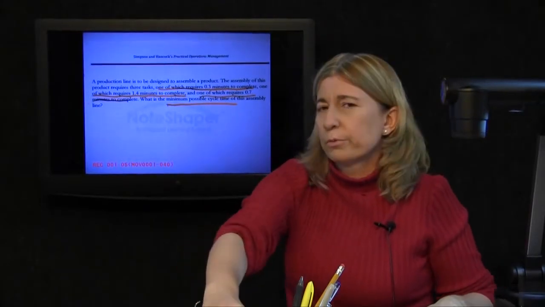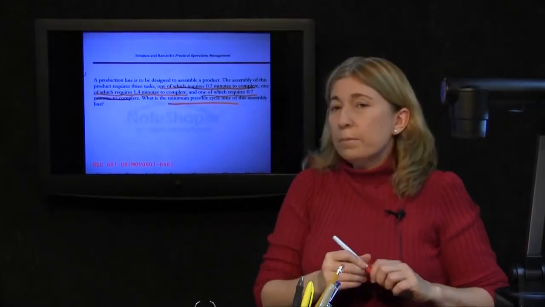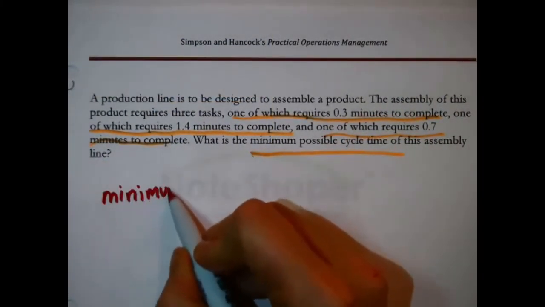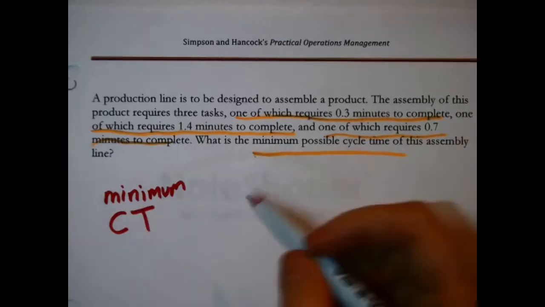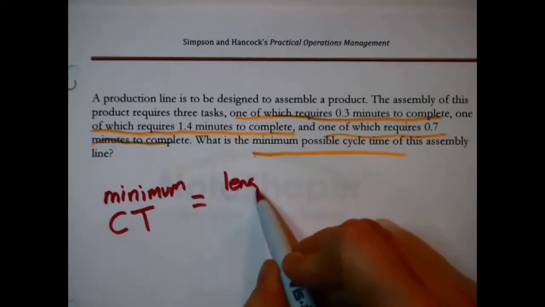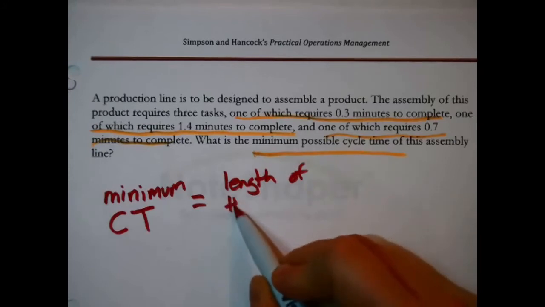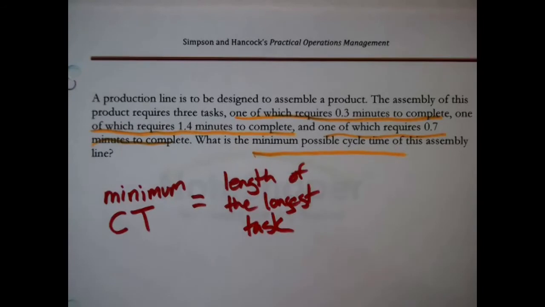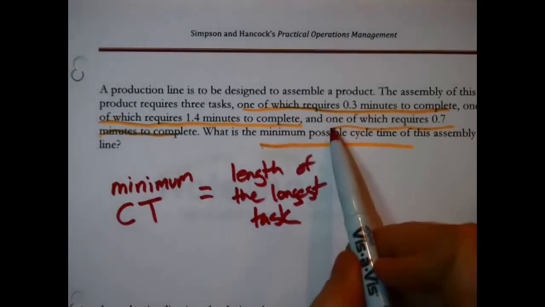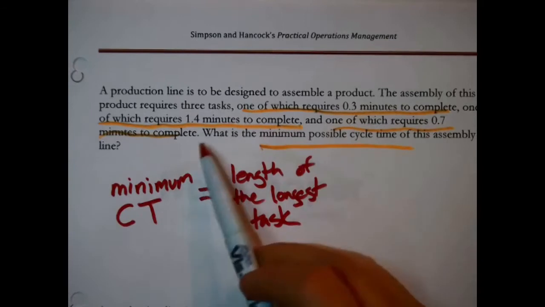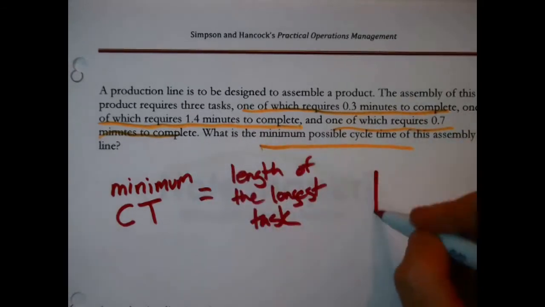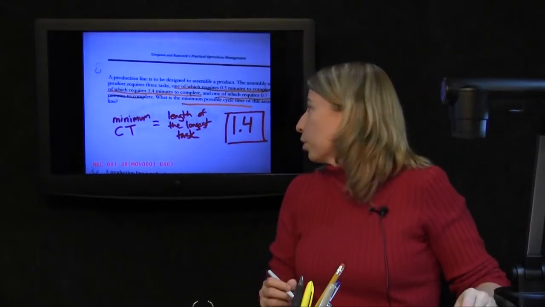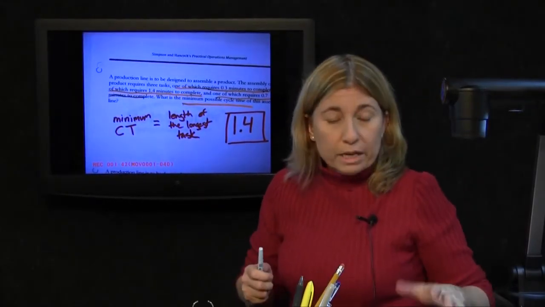That's a principle, really, not so much a formula. The minimum possible cycle time, CT for cycle time, is the length of the longest task. You say, all right, well, we were told about 3 tasks on this particular assembly line. Which one's the longest? 0.3, 1.4, 0.7, 1.4. The answer to the question becomes that largest number, 1.4 minutes.